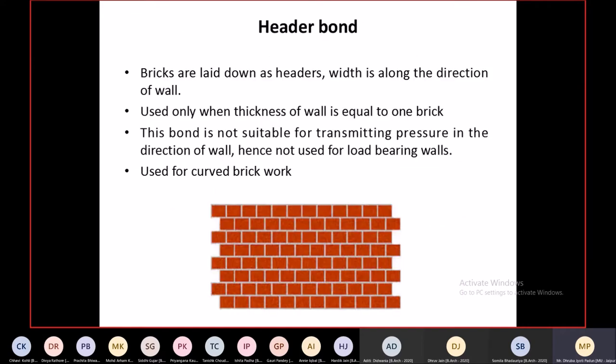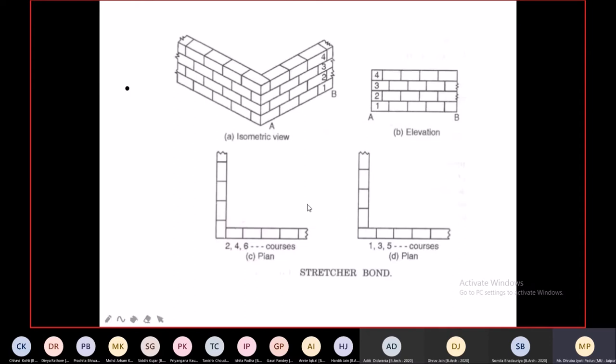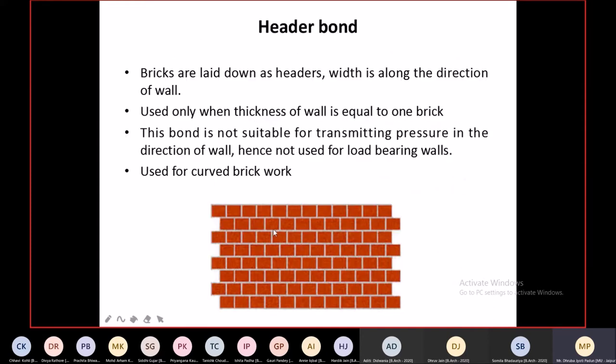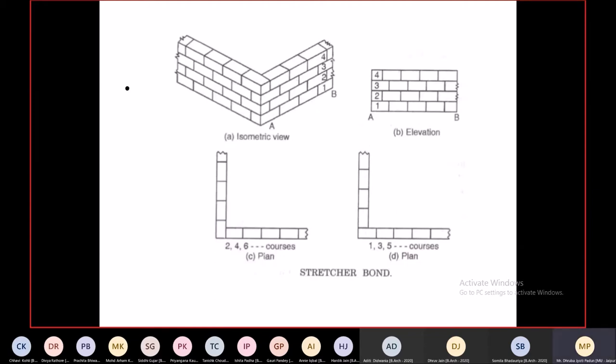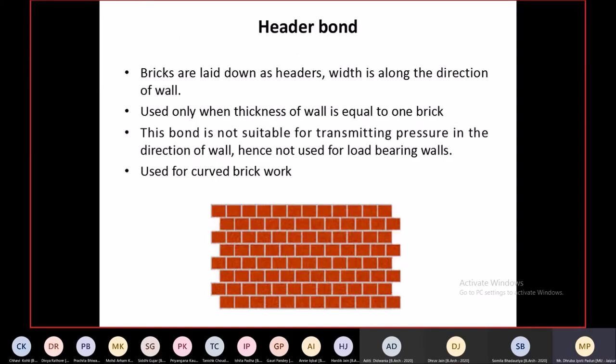Then we have the header bond. What happens in a stretcher bond? We could see the stretcher portion of the brick, and in case of the header bond, we would be able to see the header portion of the brick, right? So bricks are laid down as headers. Used only when the thickness of the wall is equal to one brick, right? So when the thickness of the wall is half brick, then we should go for the stretcher bond. When we have a one brick full thickness wall, then we can go for this header bond, right? Because the orientation of laying the brick is different, correct?